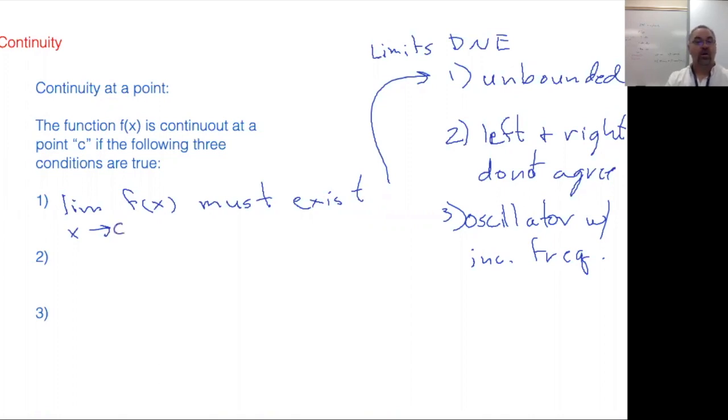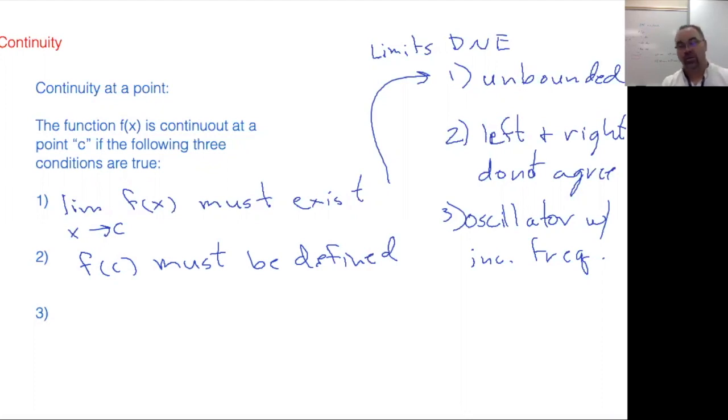So, all right. The limit must exist. Second, f of c must be defined. Obviously, we're talking real numbers, so no square roots of negatives, no division by 0, that sort of thing. Division by 0 would also be unbounded, but that's all right. So we have to know that f of c is defined.